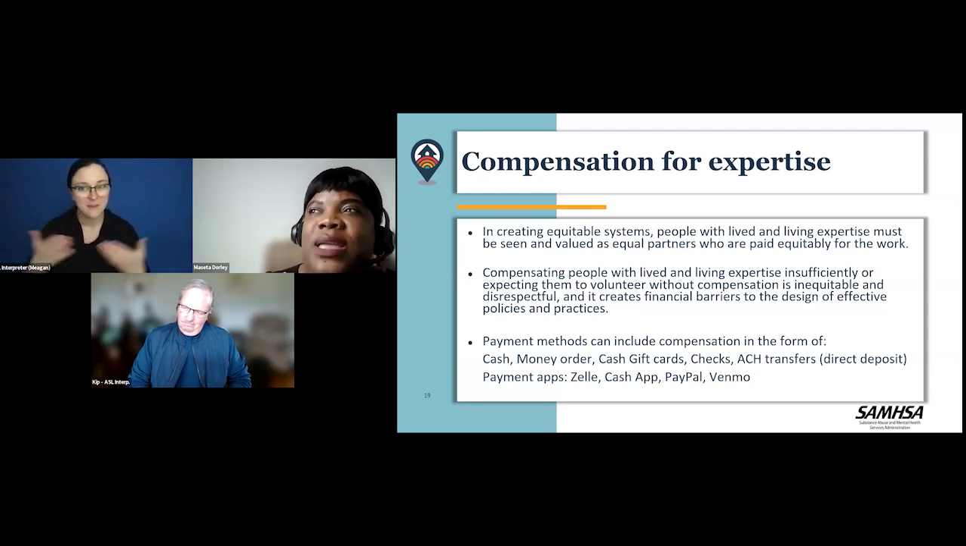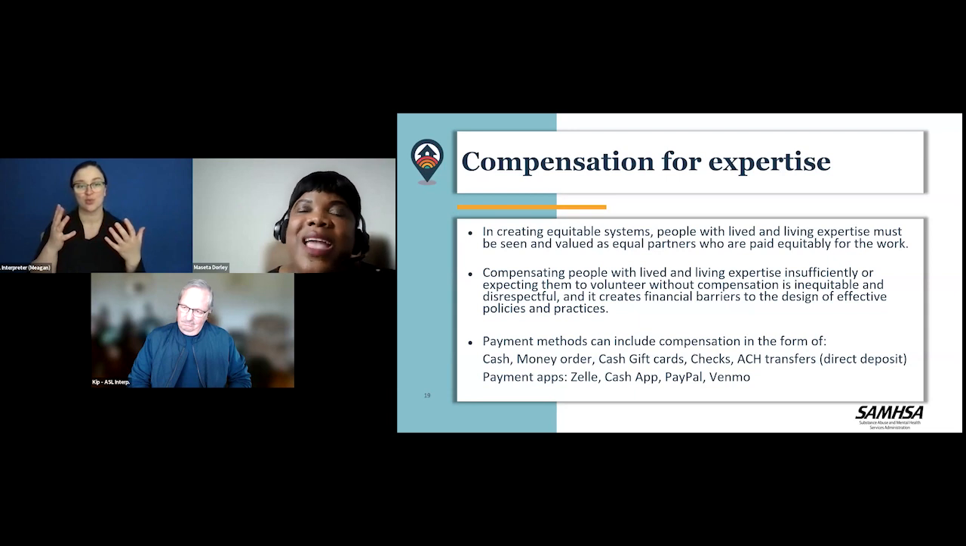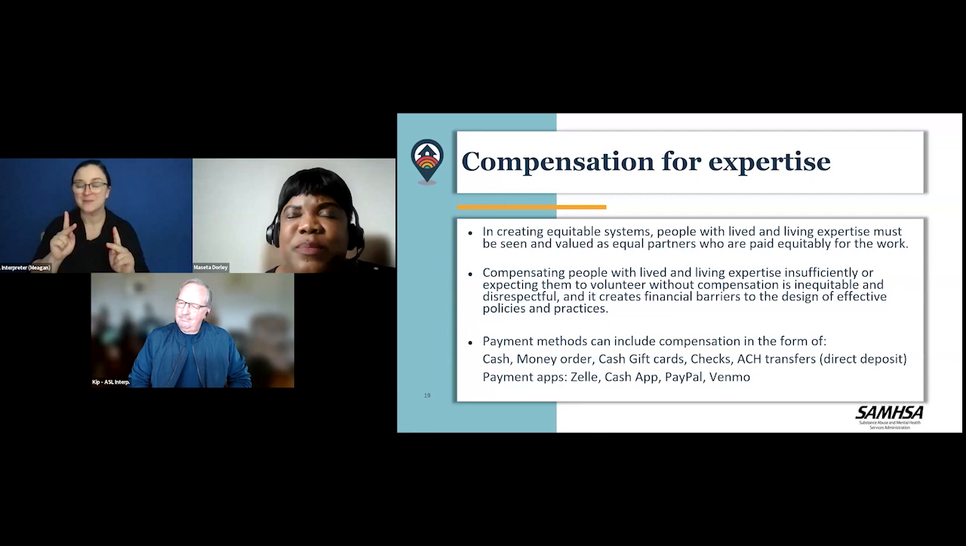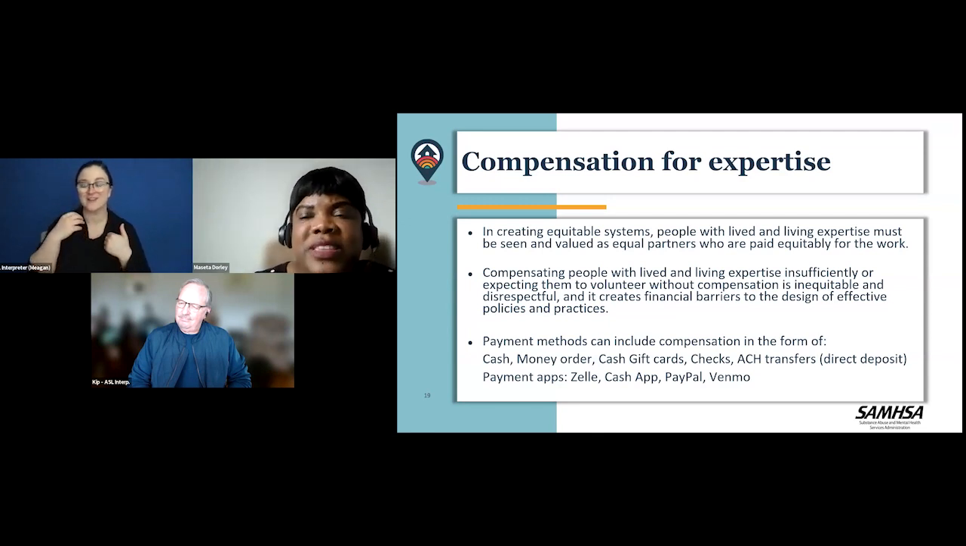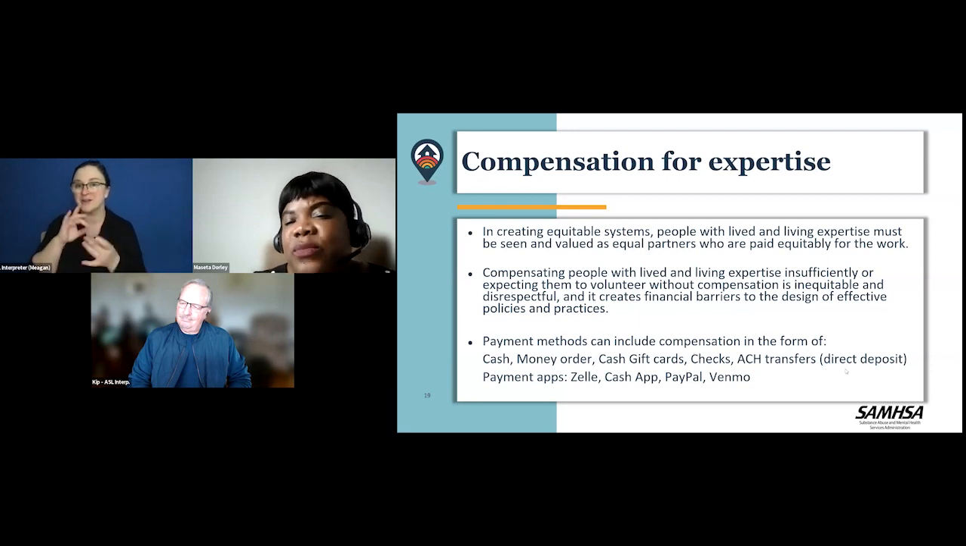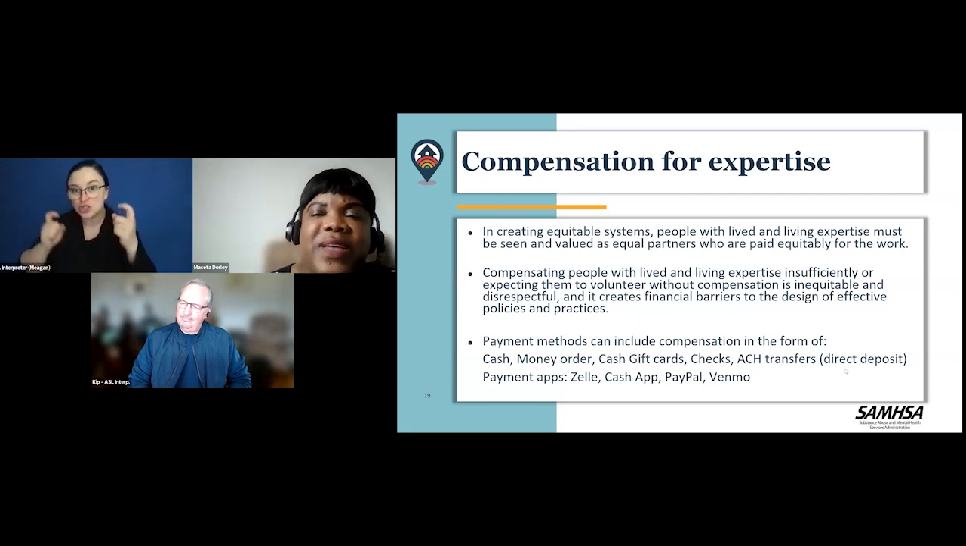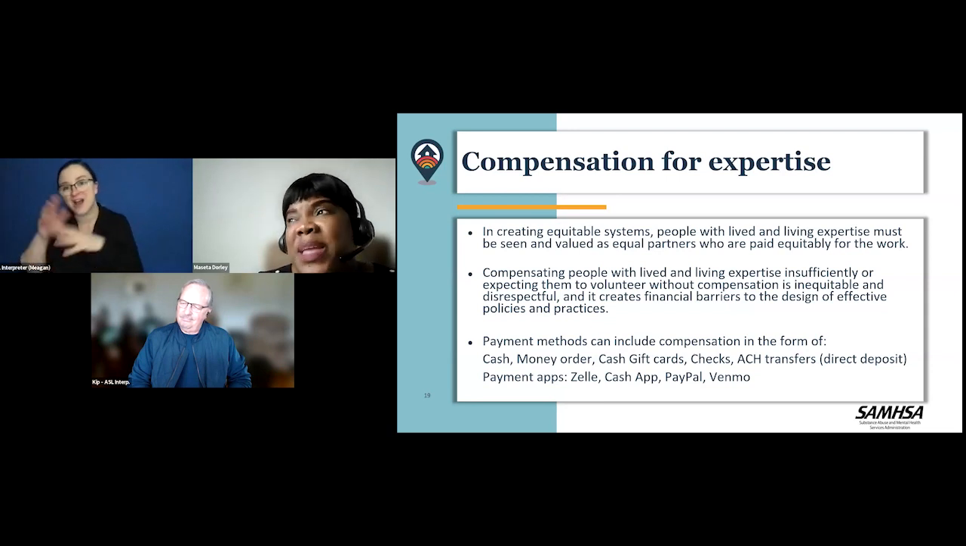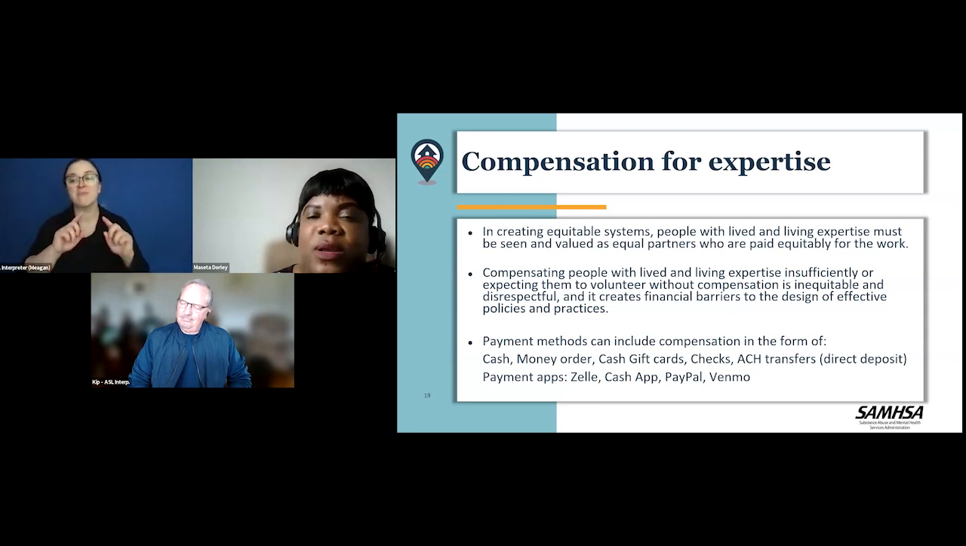If you're looking to bring individuals to the table, there has to be a means for compensation. It's a way to create an equitable system, right? To ensure that people with lived and living expertise, both past and present, must be seen and valued as equal partners who are paid equitably for their work. As mentioned earlier, they can be viewed as research contributors, partners, advisors, and depending on the depth and the scope of work of the project, they can even be viewed as consultants.